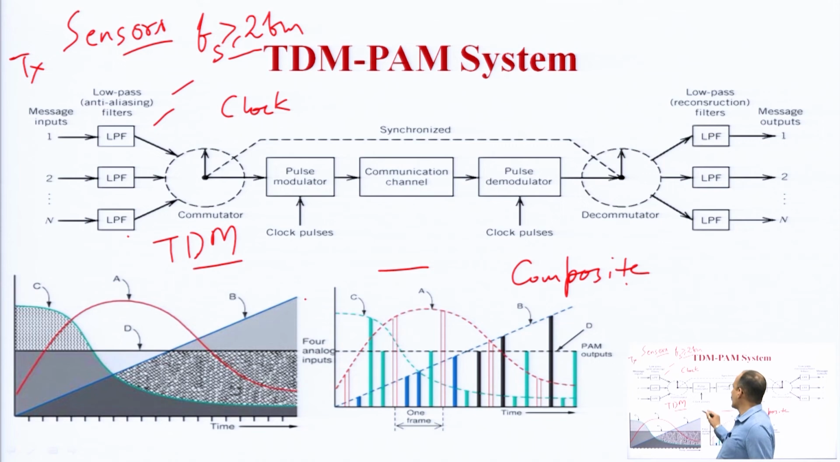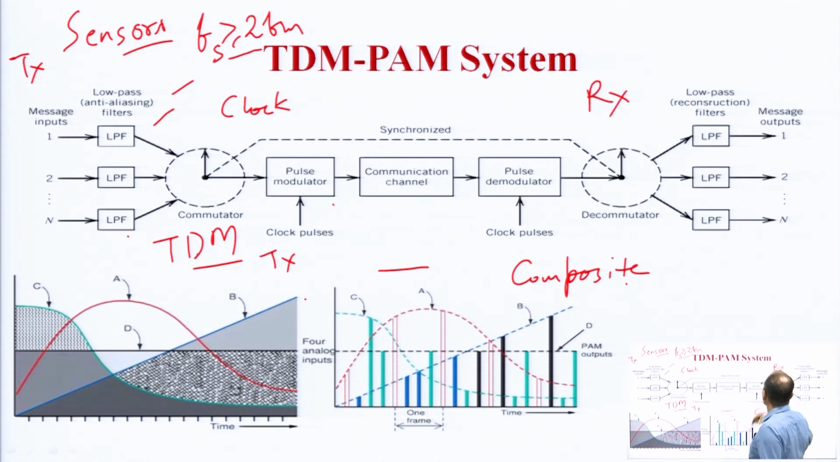This composite signal is then pulse modulated by using the pulse amplitude modulation technique, and we are getting this composite signal, which will be transmitted through the communication channel. That communication channel may be wireless or wire. Then this is the transmitter side of a TDM PAM system, and this is the receiver side of a TDM PAM system.